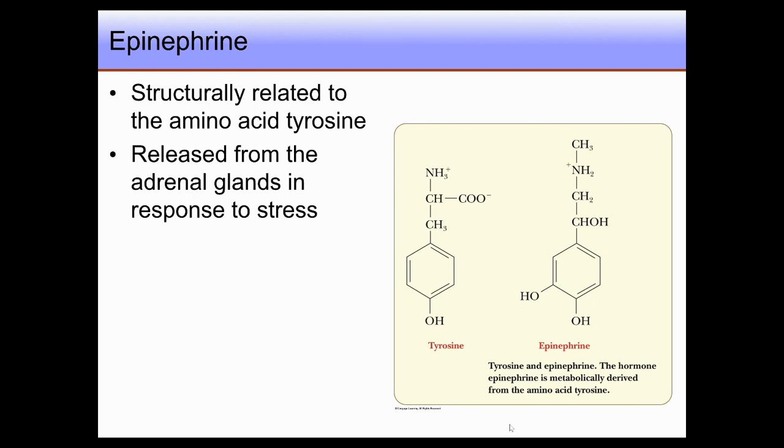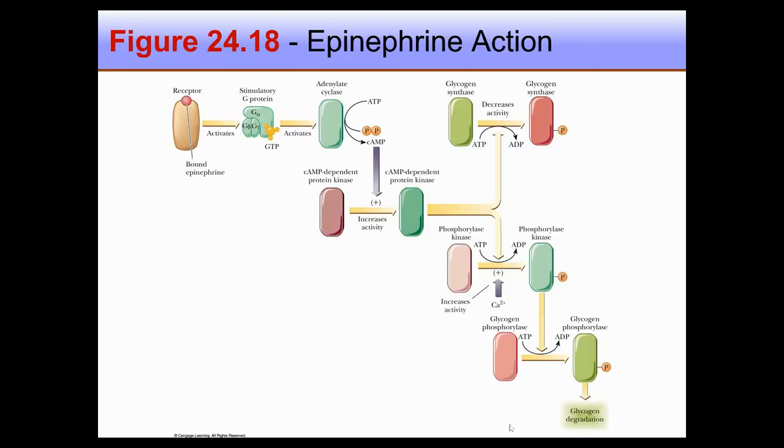So epinephrine is a very similar looking structure to tyrosine. And so it's actually derived from tyrosine. And it's released from the adrenal glands in response to stress. And what it's going to do is help activate the release of glucose for more muscle contraction. So this is a pathway that we already studied. It just has a different look, kind of nice looking actually.